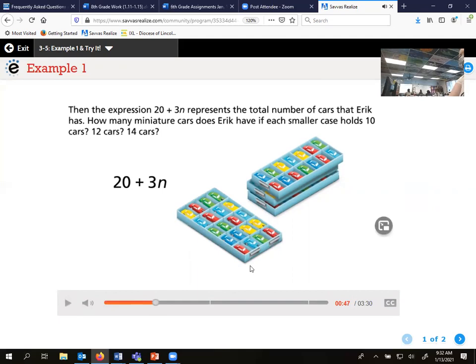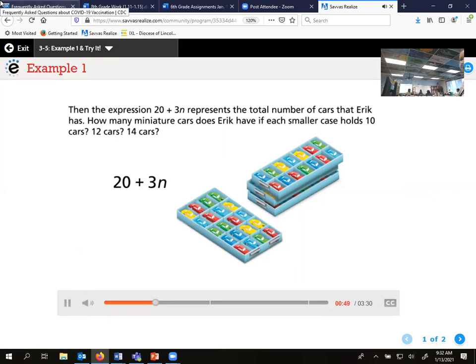Okay, you can see a picture and it shows cars in the smaller case, but if you didn't know, you couldn't see the case itself. They told you there was 20 cars in the first case, and then he has 3 cases that are exactly the same. So that's why right now they have 3n there.